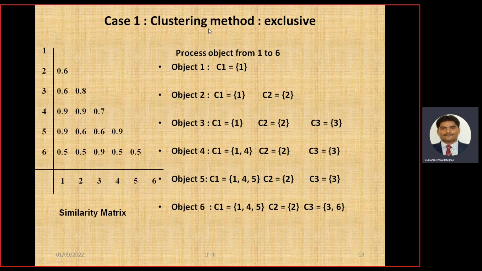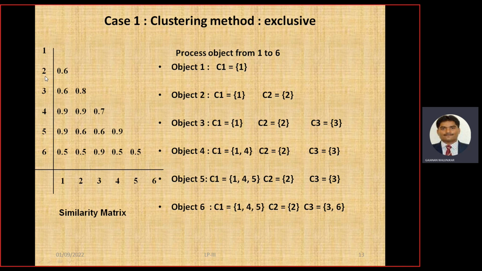Now, let's begin. The first clustering method is exclusive clustering, and the second is the overlapping approach. For the exclusive approach, the similarity matrix is here, and we process objects from 1 to 6. First of all, by default, the first object, object 1, we put in cluster 1. C1 is cluster 1. So by default, the first object goes in cluster 1.